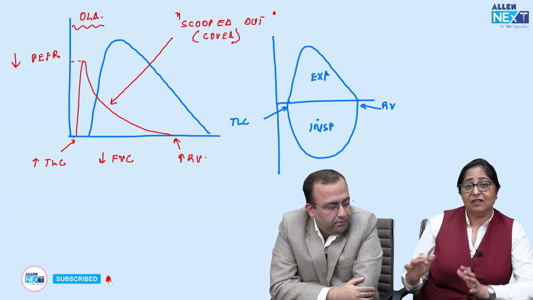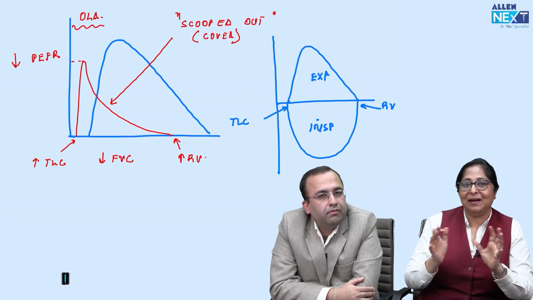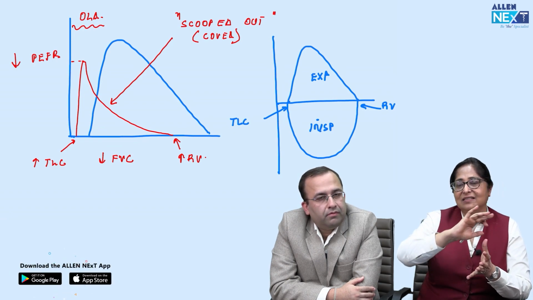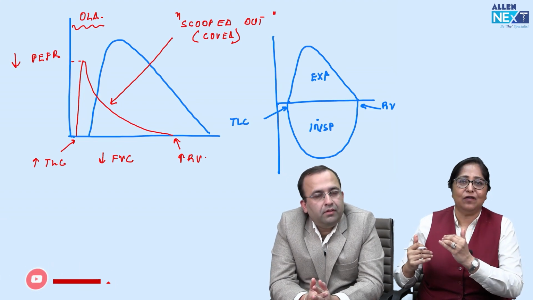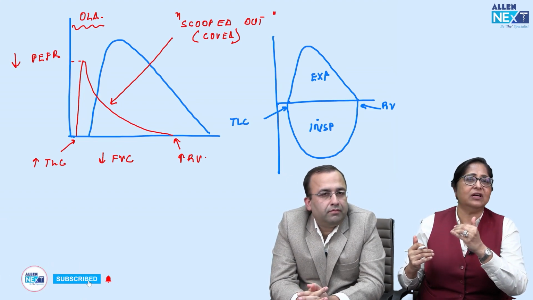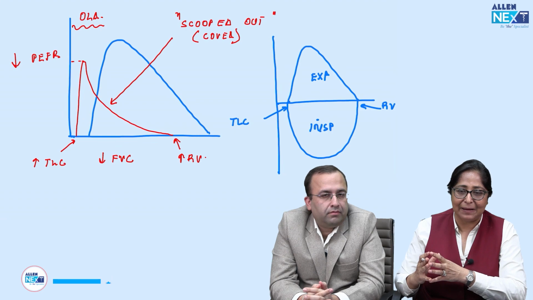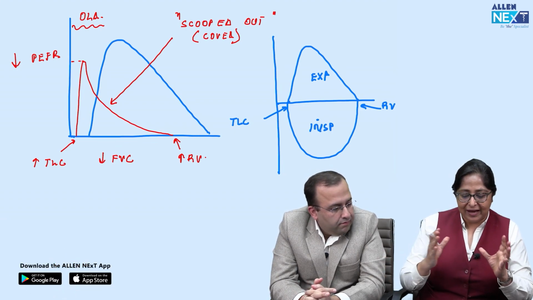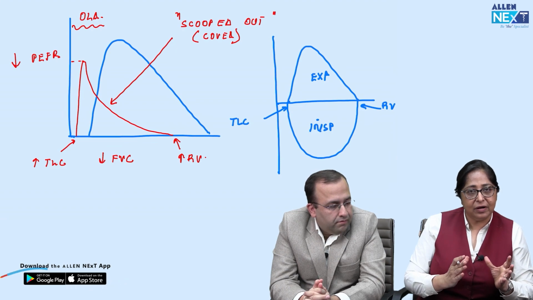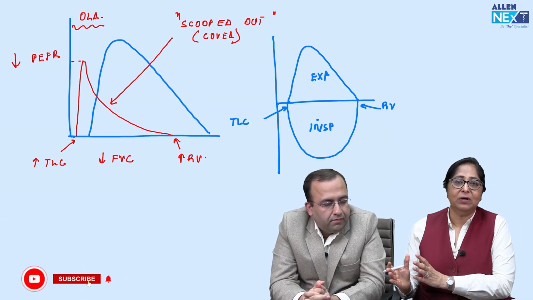Now, the inspiratory curve does not have that effort dependent and effort independent part. It is a more uniform curve. And number two, the height of the inspiratory and the expiratory curves are nearly the same. So this is what makes it a loop. So expiratory flow volume curve and a flow volume loop.